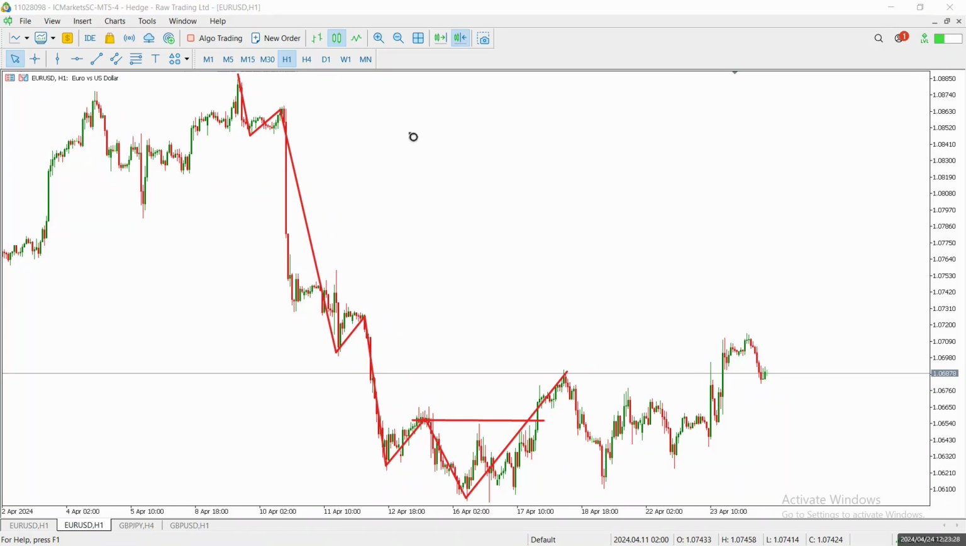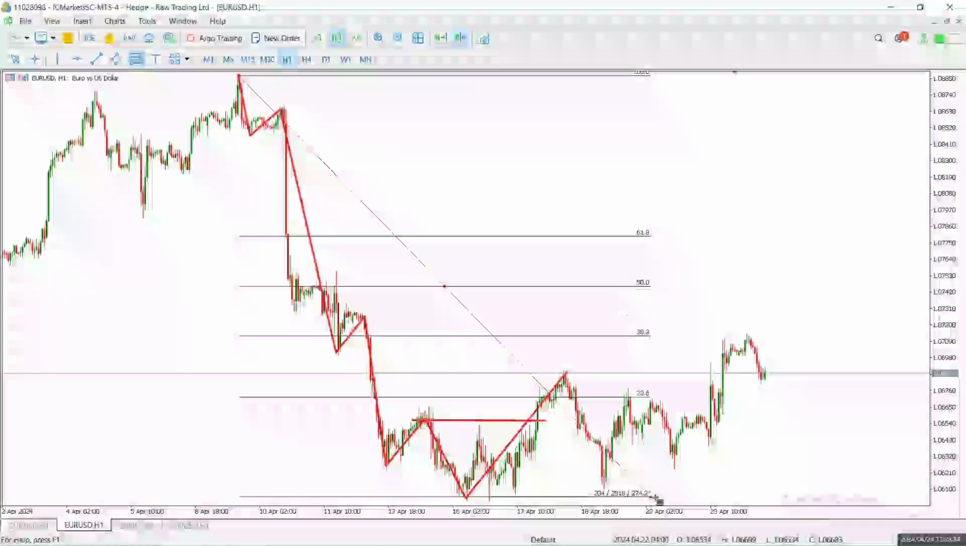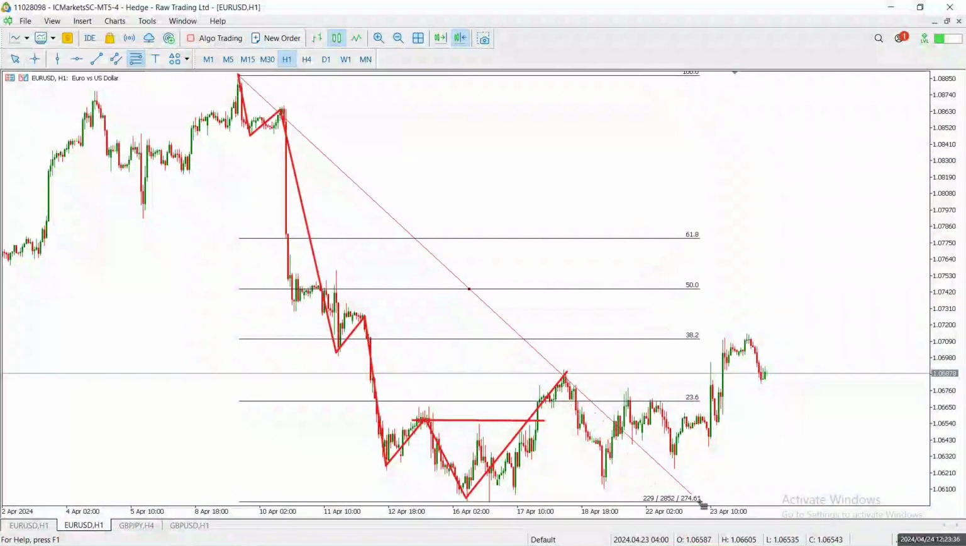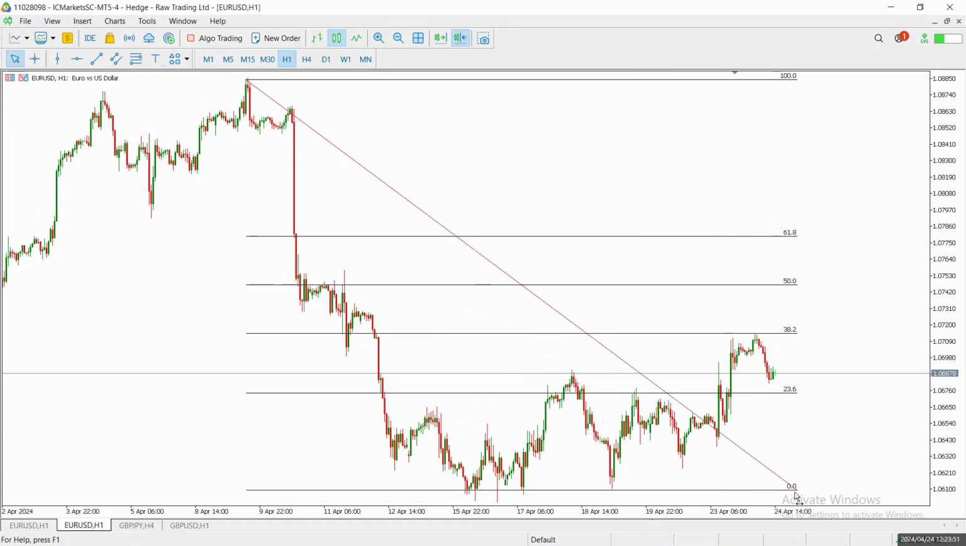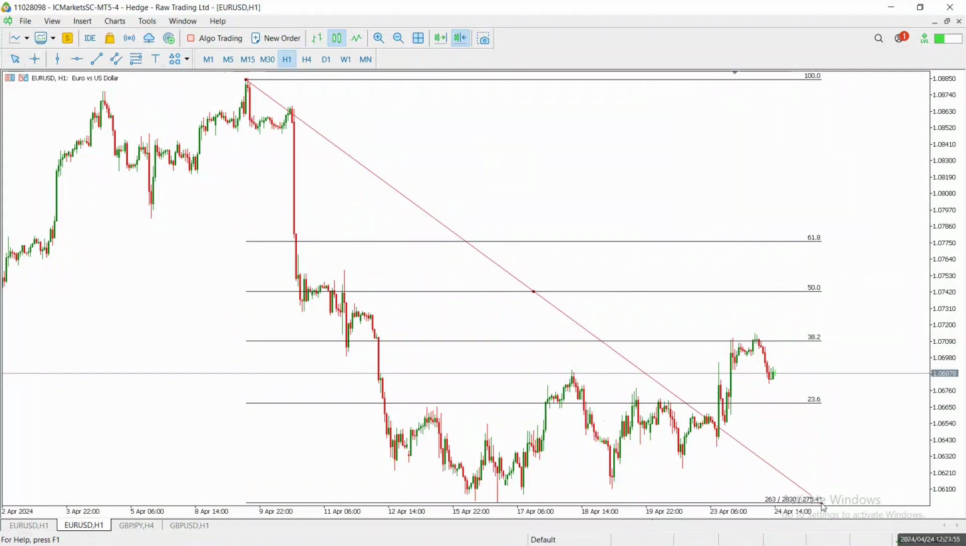Okay, so now we are going to bring our Fibonacci from the highest point of the broken fractal, which is right here, to the lowest point of the broken fractal, which is right here. Let me take the annotations out so we can see it clearly. This is the lowest point of the broken fractal, and this is the highest point. We've seen a clear break of structure, so we know our take profit for this trade is the 61.8, which is a retracement.